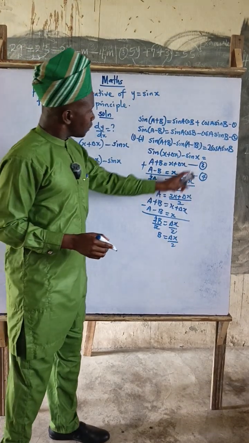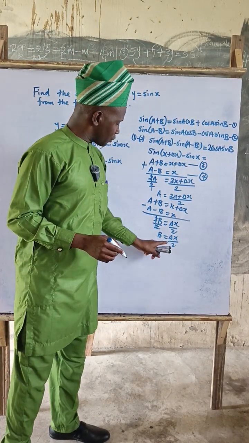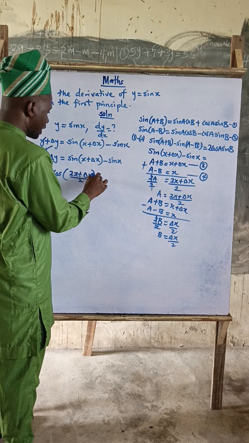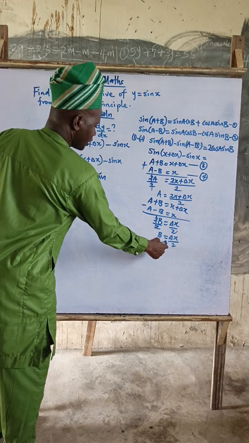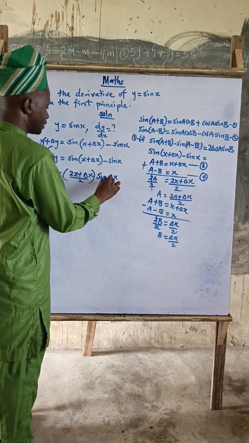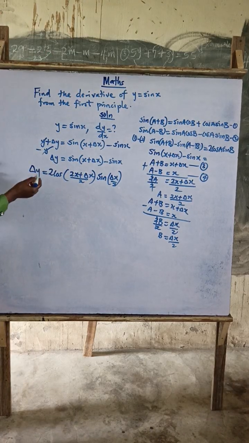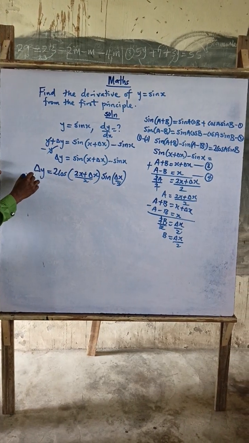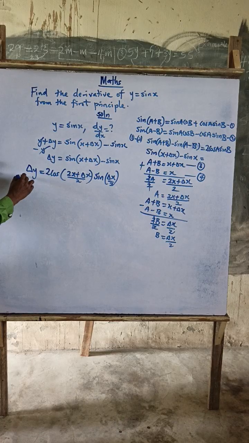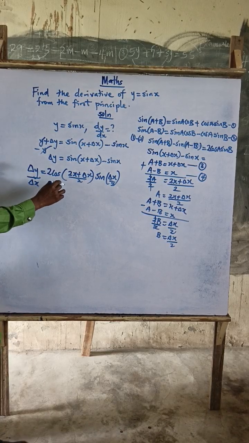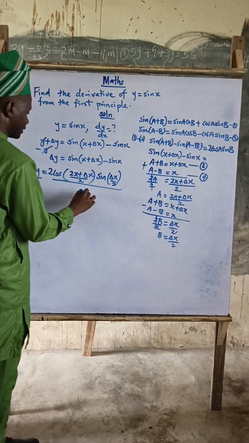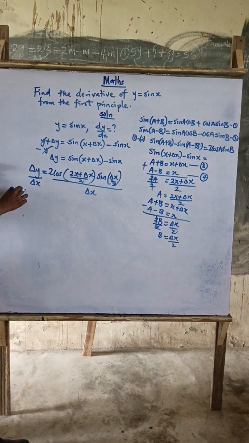Then also, here we have sin b to be equal to this. We have sin b and b equals delta x over 2. We have delta x divided by 2. Now in this case, we have to divide through by delta x. So we are going to divide everything here by delta x. Now we have delta y divided by delta x.